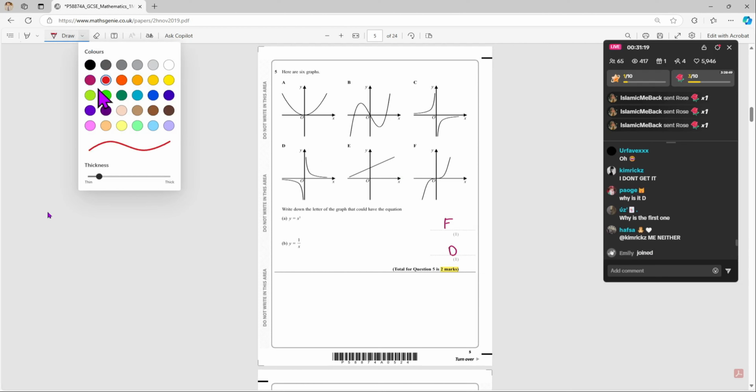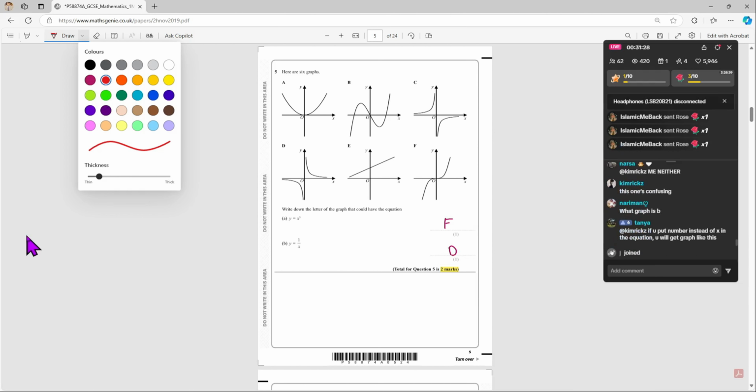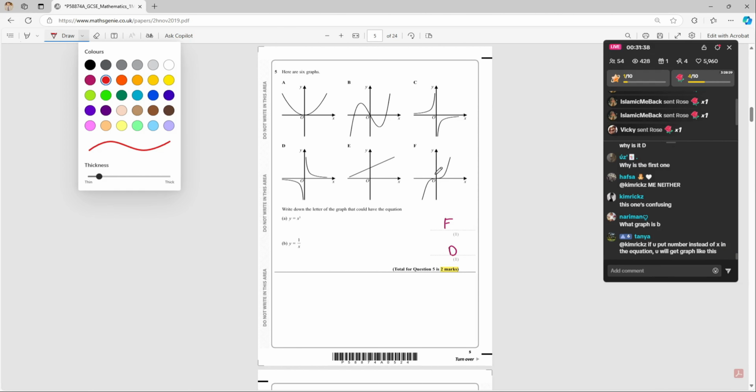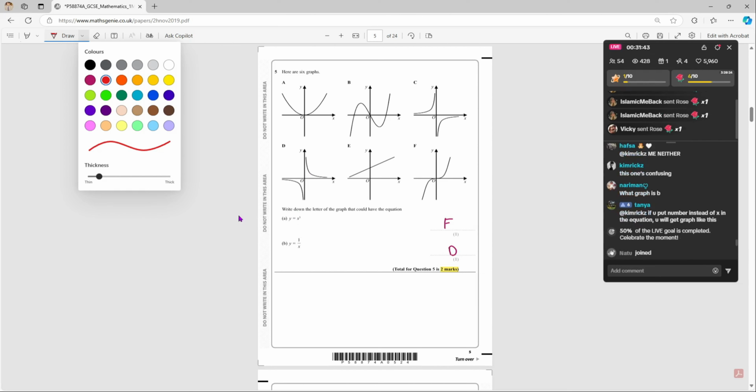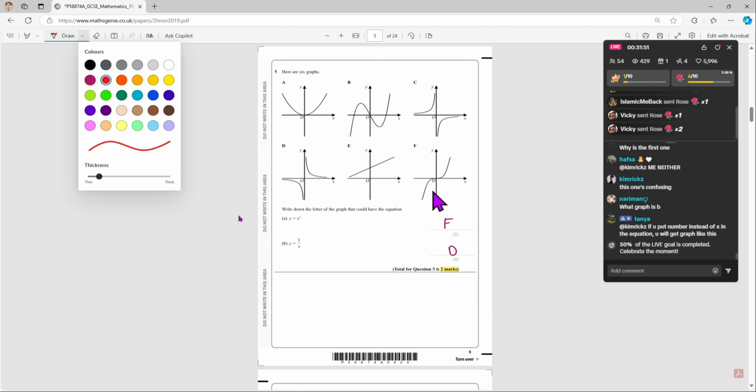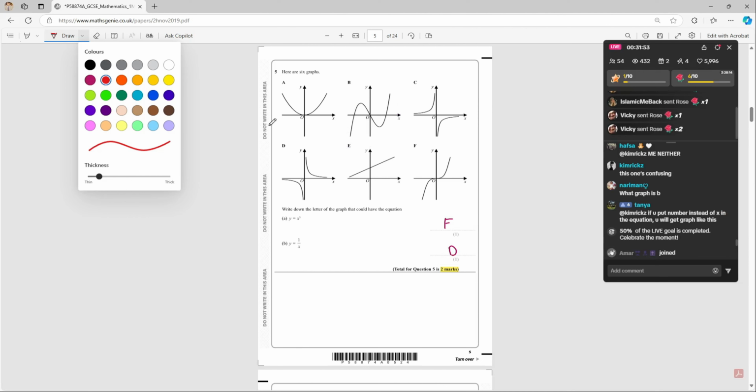So, let's move on to our next question. What graph is B? It makes an S shape. But this one makes an S shape as well. The thing is y is equal to x cubed, meaning that it's going to be like this. It is not going to be like a swirly one, okay? You need to be careful, guys. Okay?